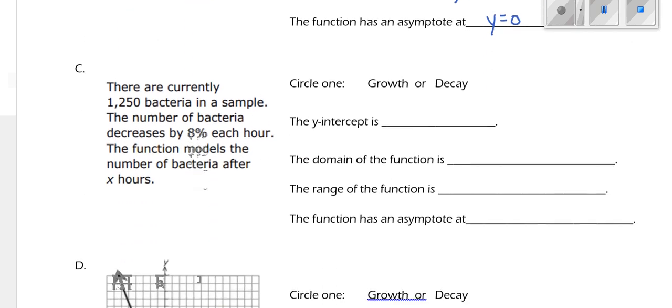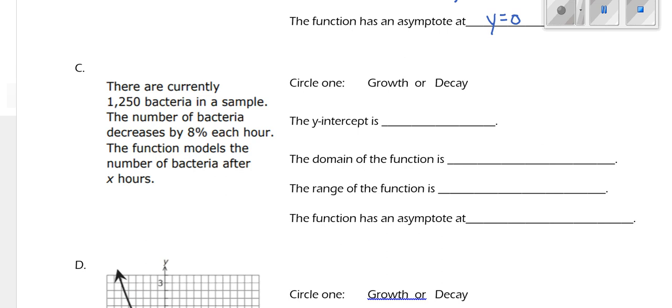So there are currently 1,250 bacteria in a sample. The number of bacteria decreases by 8% each hour. The function models the number of bacteria after 6 hours. So my y-intercept is 1,250. It says it's decreasing, so it's a decay.